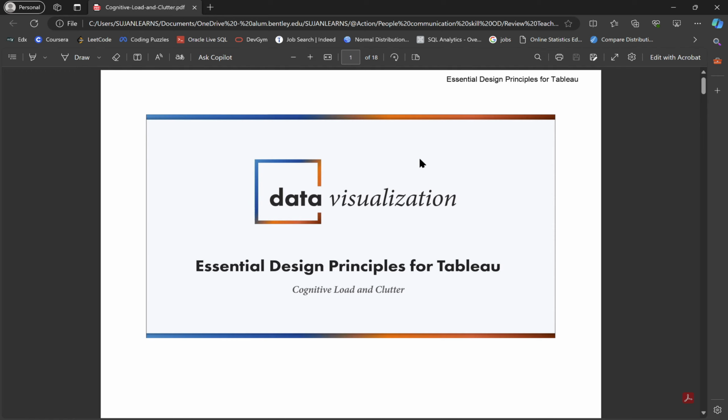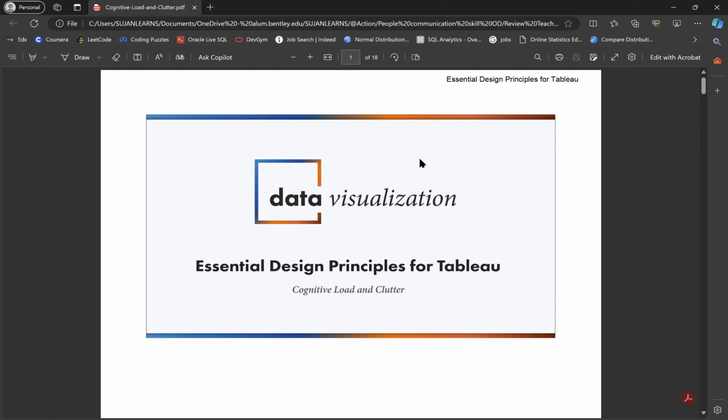Today we are talking about cognitive load and clutter. Why are we talking about cognitive load and clutter in data visualization? Because a visually usable, clear to understand, and effective presentation is required to solve any problem. And when you're presenting, if you have a lower cognitive load, it makes the data being presented much easier to understand.